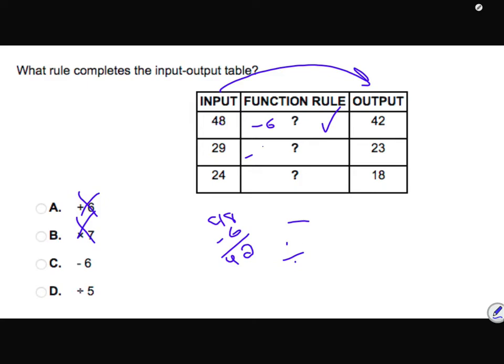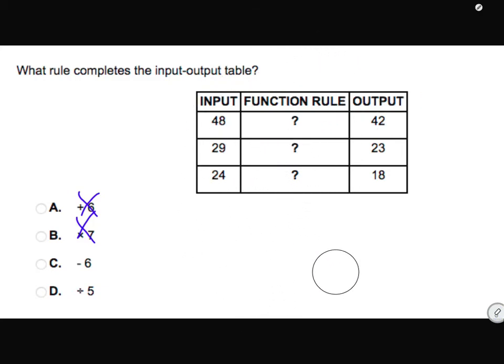I'm going to try it here. Is 29 minus 6, 23. And I'm going to ask, is 24 minus 6, 18? The only other one I have to check is that D, which is divided by 5. 48 divided by 5 is not 42. That doesn't make any sense. So I know the answer here is C.